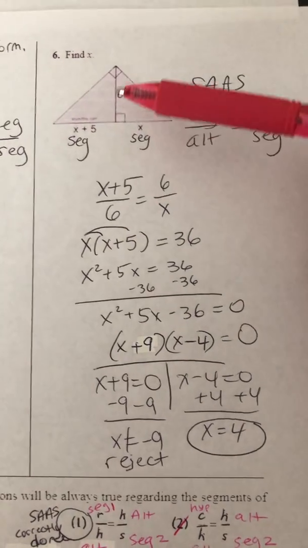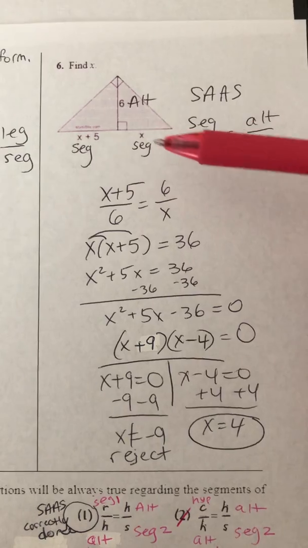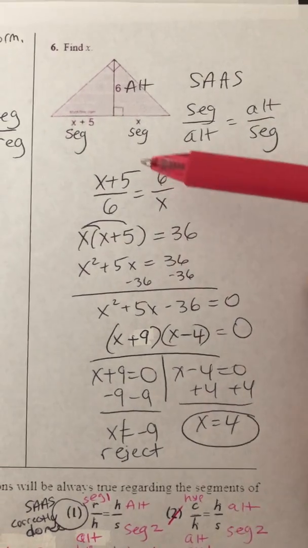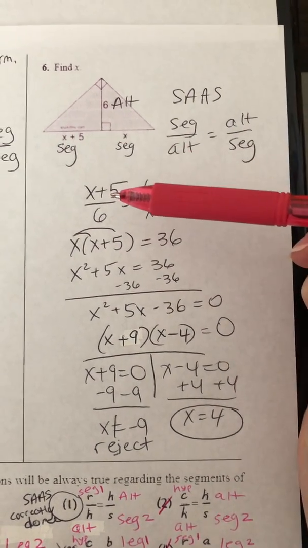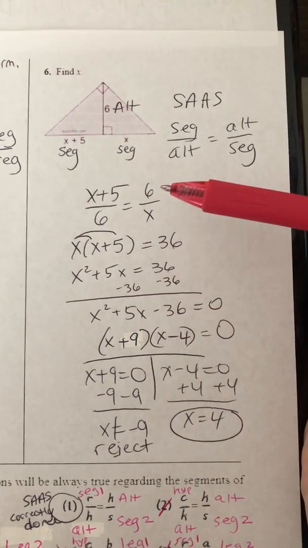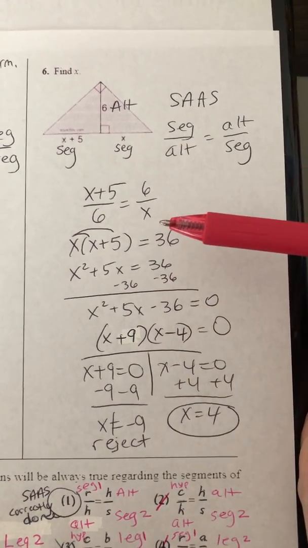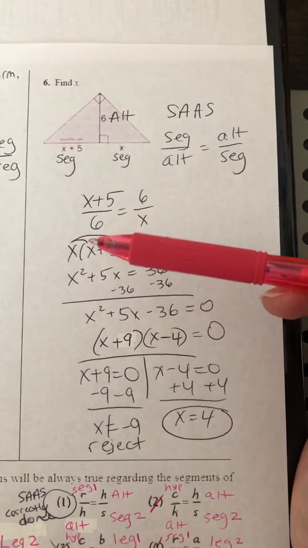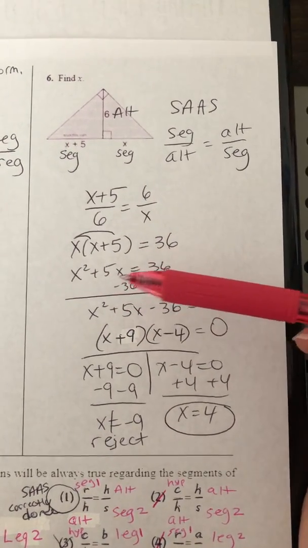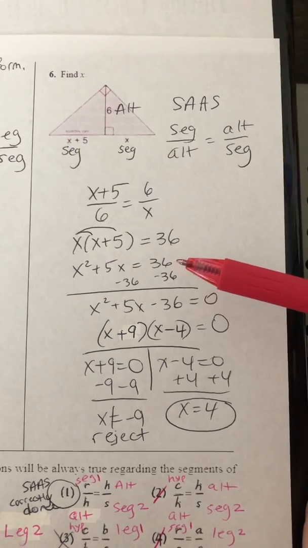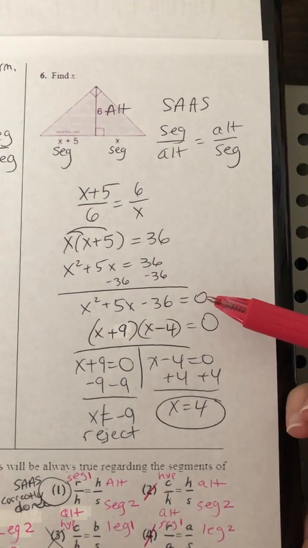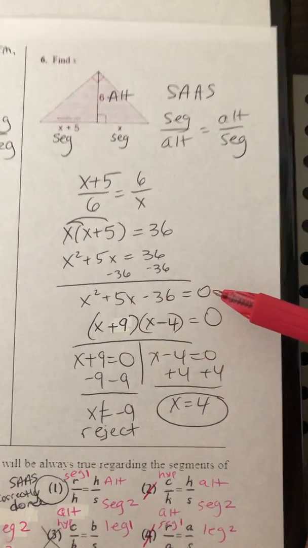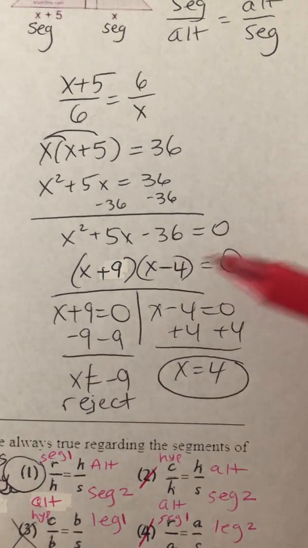Now number 6, we have the number 6 on the altitude. That's a SAS question. The segment is X plus 5 over the altitude 6, the altitude 6 over the other segment of X. When you cross multiply, make sure X gets distributed to X and 5. You get X squared plus 5X equals 36. Subtract the 36 over, so you get a trinomial equal to 0. Now we can factor it.